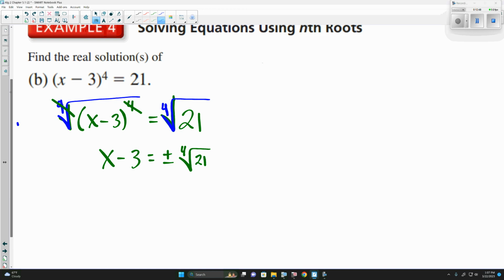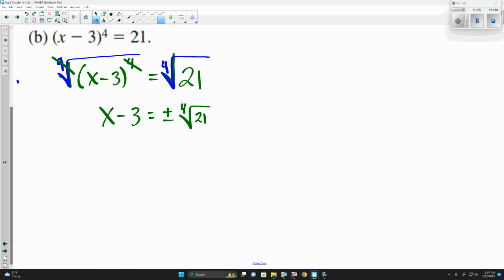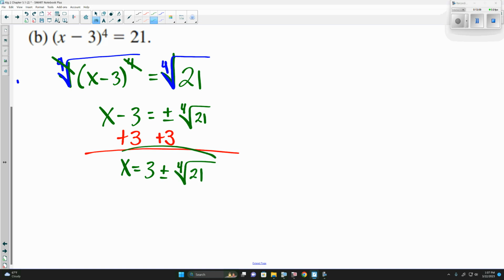But this time we do need the plus or minus because we're taking an even root of it. But since x is not by itself, we need to add 3 to both sides, so x is equal to 3 plus or minus the 4th root of 21.